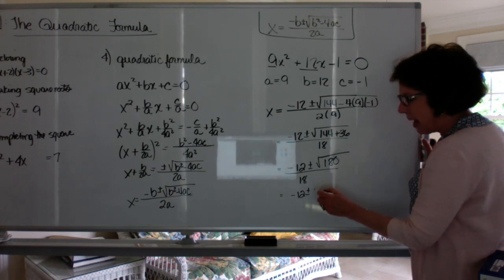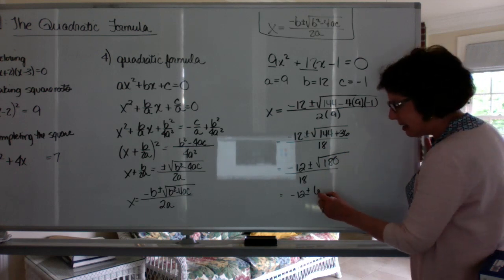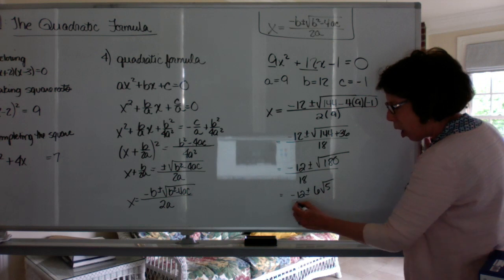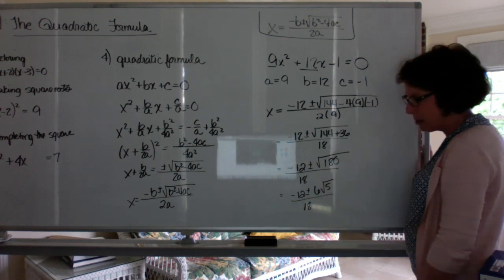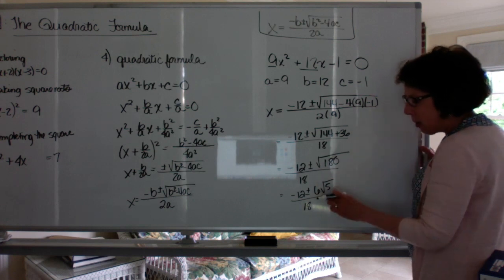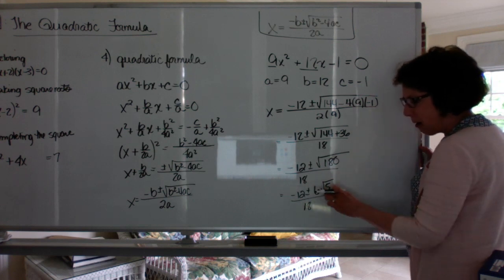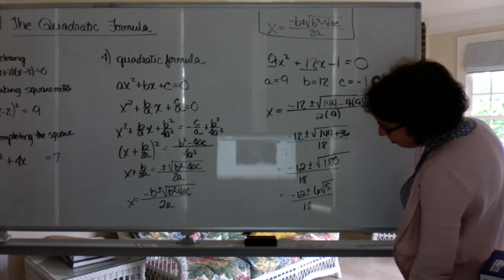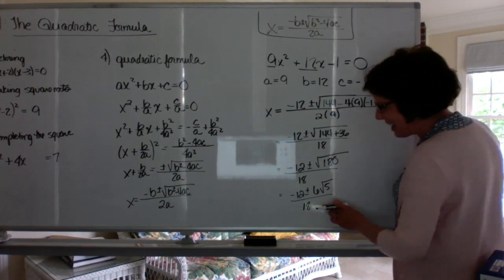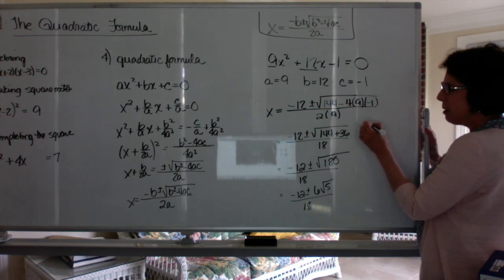So I'm going to go ahead. The root of 36 is 6. That is 6 root 5 over 18. Okay, I am so close. Now, I'm going to go ahead and factor out of the numerator and denominator. I'm going to factor out the greatest common factor here, which is a 6. So bear with me over here.